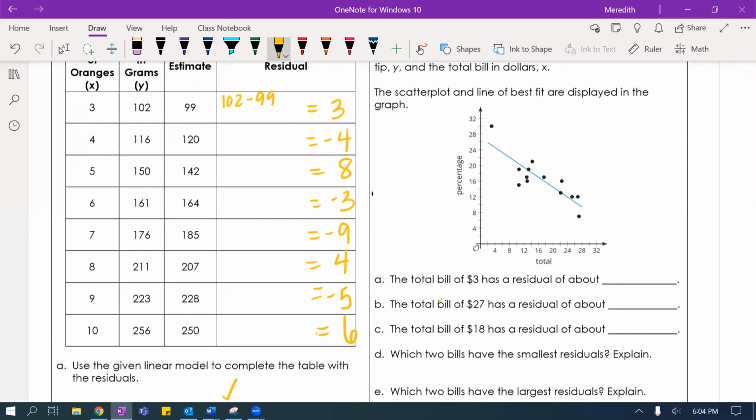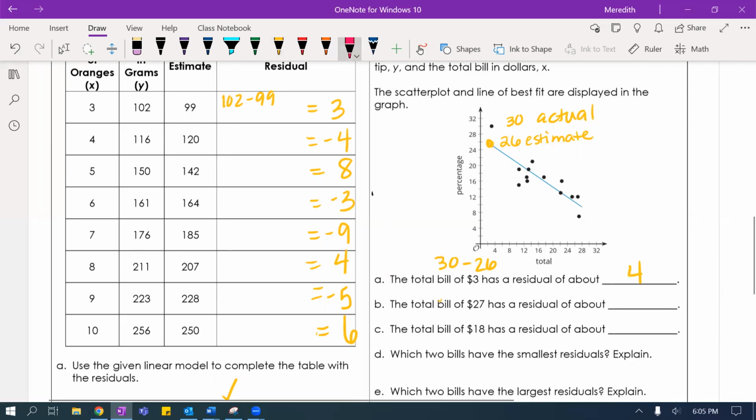So when we find these next couple parts, we're going to take our actual and we're going to subtract our estimated. So first thing we're going to do here is we're going to do the total bill of $3. So we're going to go to $3 and we're going to put a point at our estimated, which our Y value here would be about 26. And that's our estimate. And then we're going to go up to our actual, which is at 30. And we're going to take our actual and subtract our estimate. We're going to do 30 minus 26, which gives us 4. So our residual is 4 there.